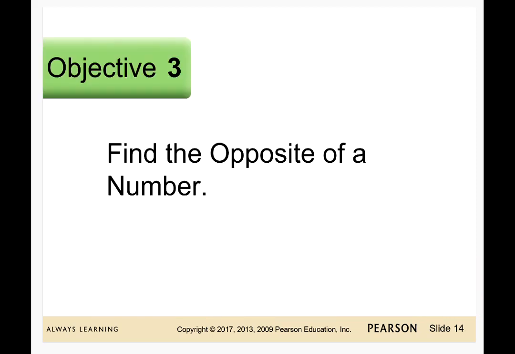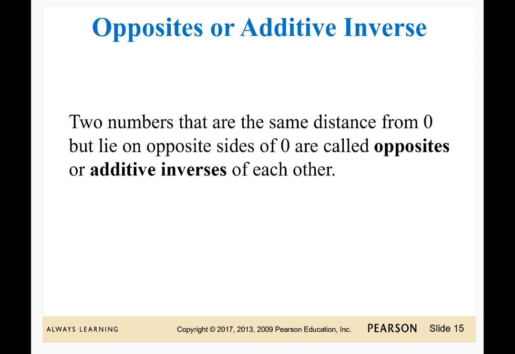Objective number 3 we're going to need for the next section. So this is just kind of an objective to help get you ready. Finding the opposite. In math, we need to know what opposites are. Opposites mean that they are the same distance from 0 on the number line, but they're in different directions. One's in the positive direction and one is in the negative direction.